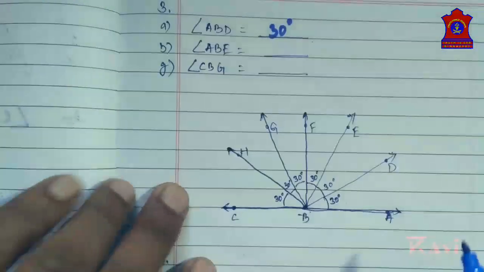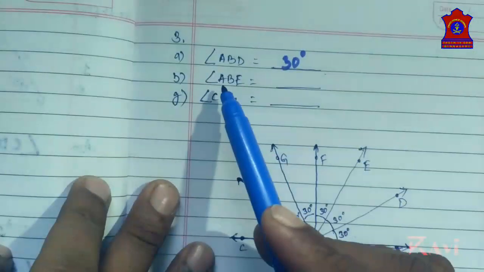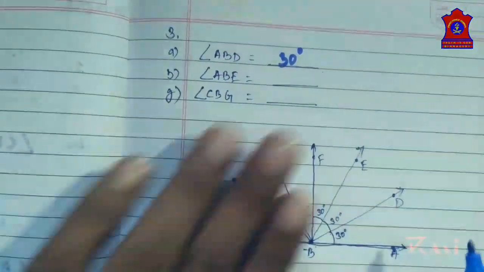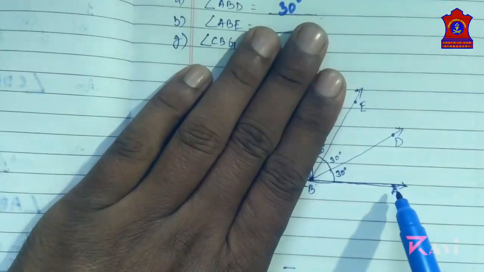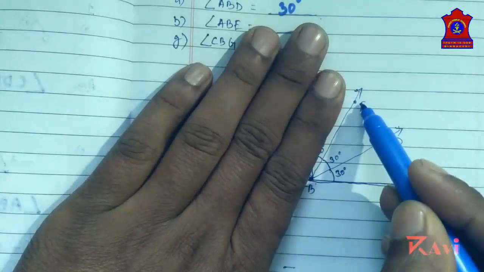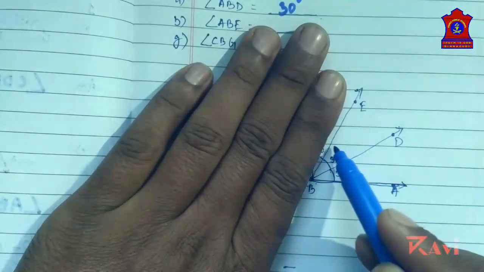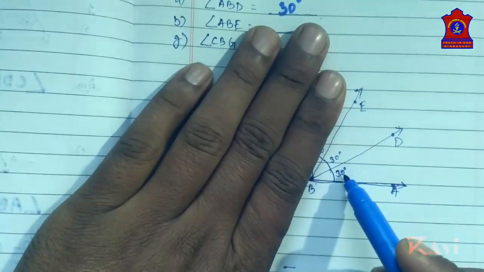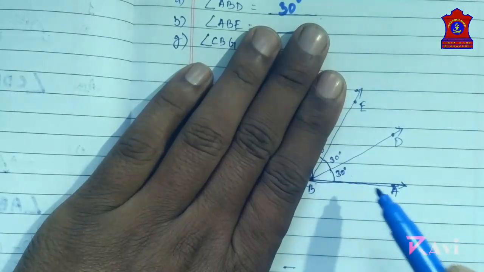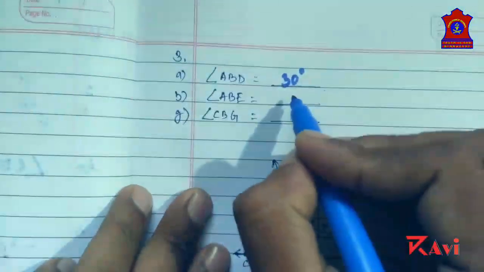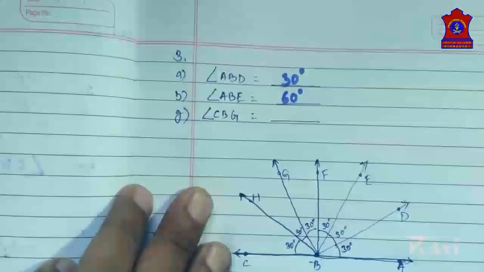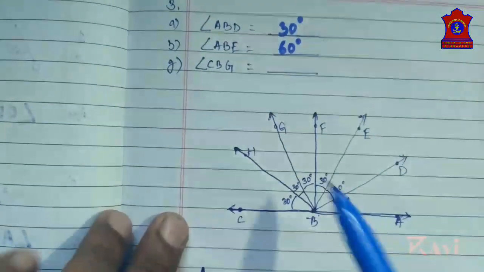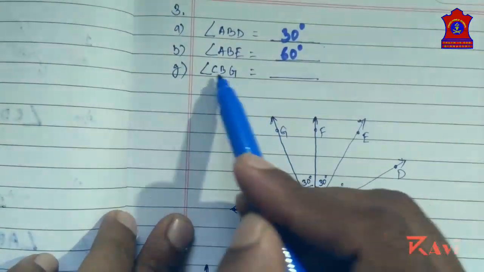Now let's move to question number B. Angle ABE it is asking. So here, angle ABE. In between you find there are two angles, 30 degree plus 30 degree. So 30 plus 30 how much? 60. So write 60 degree.